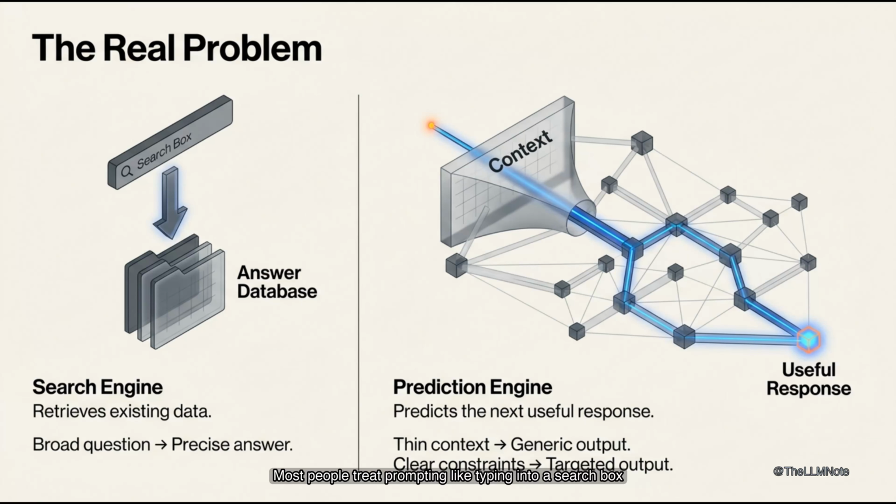Most people treat prompting like typing into a search box. They ask a broad question and expect a precise answer. But a language model does not only retrieve information, it predicts the next useful response from the context you provide. If the context is thin, the answer becomes generic. If the constraints are unclear, the output drifts.